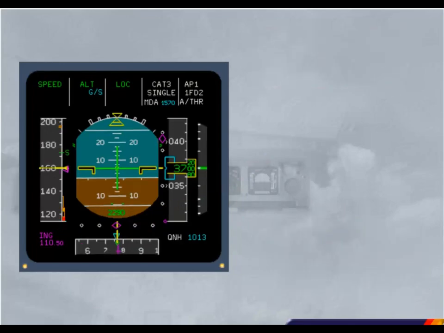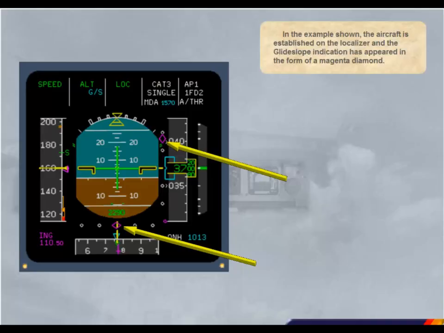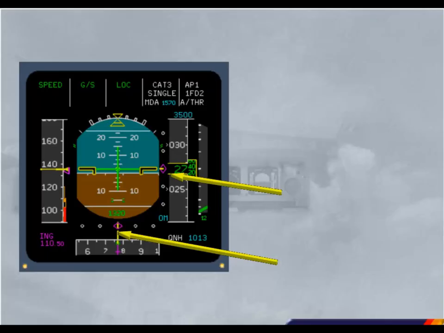In the example shown, the aircraft is established on the localizer and the glide slope indication has appeared in the form of a magenta diamond. The aircraft is now fully established on the ILS approach. Let's look at the indications on the compass scale in detail.